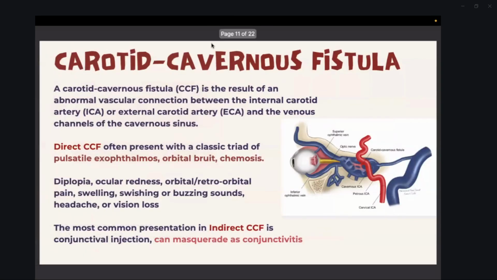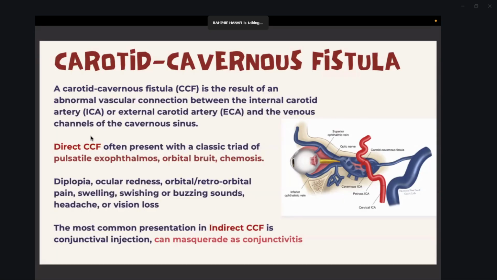All right. Okay, carotid cavernous fistula, CCF. What is it? It is the result of an abnormal vascular connection between the internal carotid artery or external carotid artery and the venous channels of the cavernous sinus. So there are various classifications. There's actually type A to D, if I'm not mistaken. Okay, so direct CCF and also indirect CCF.